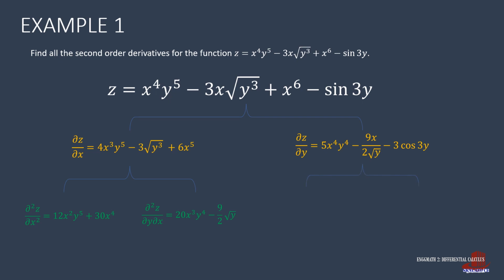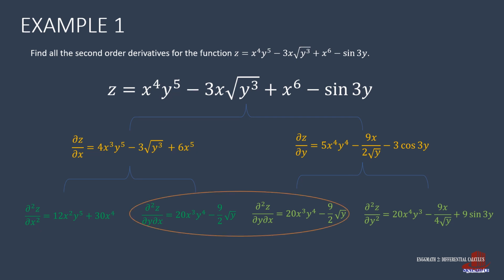The other pair of second derivatives are the second partial derivative of z with respect to y as 20x raised to 4y cubed minus 9x over 4 root of y plus 9 sine of 3y. The other is the second partial derivative of z with respect to y and x, showing 20x cubed y raised to 4 minus 9 half of the root of y. Take note that the two second partial derivatives are the same, showcasing Clairaut's theorem.